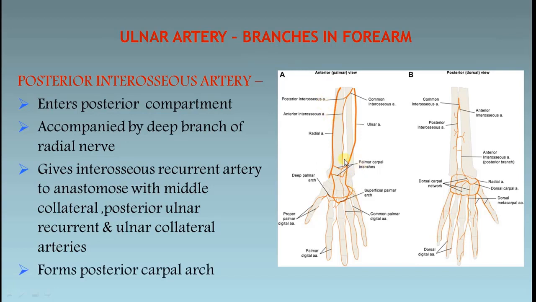So I told you it forms the posterior carpal arch, ultimately the posterior ulnar recurrent artery. That is the anterior ulnar coming to the posterior aspect. The anterior ulnar, posterior ulnar and dorsal carpal branches of the radial and ulnar arteries take part in the formation of the posterior carpal arch.